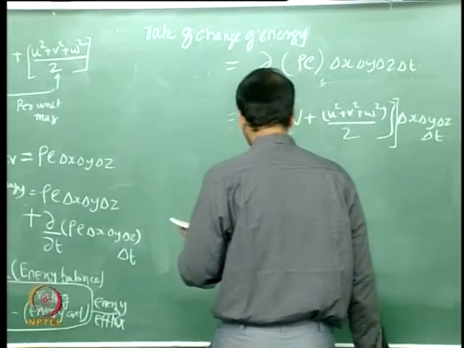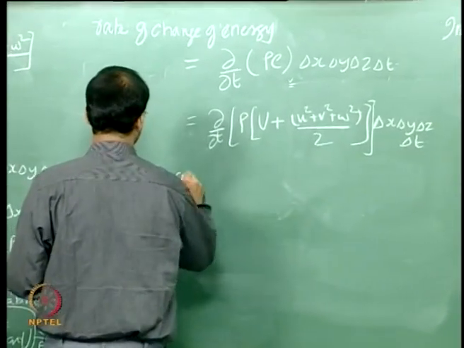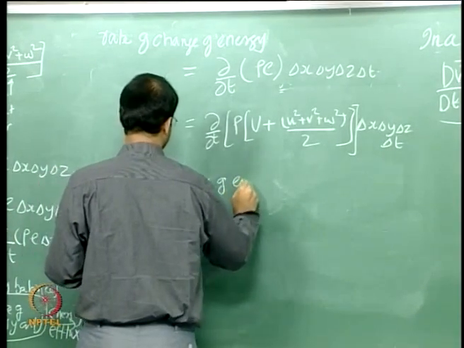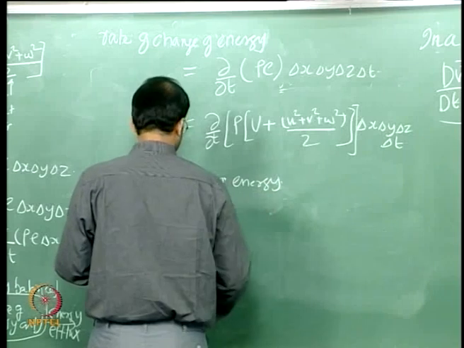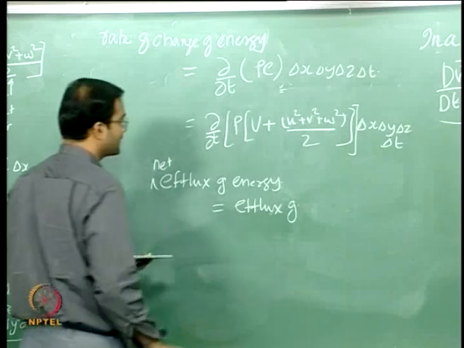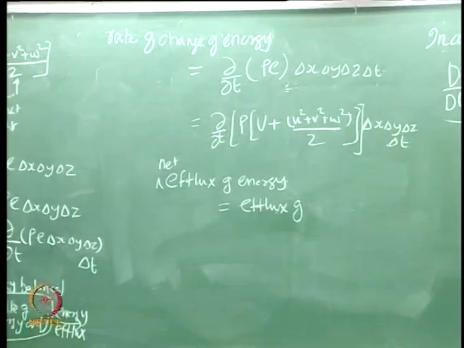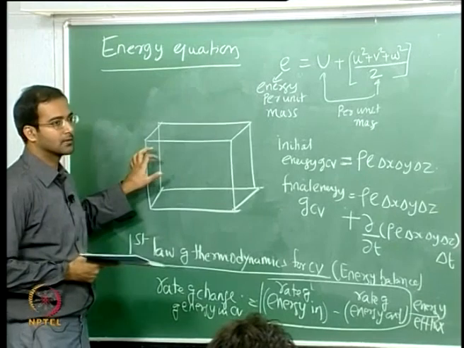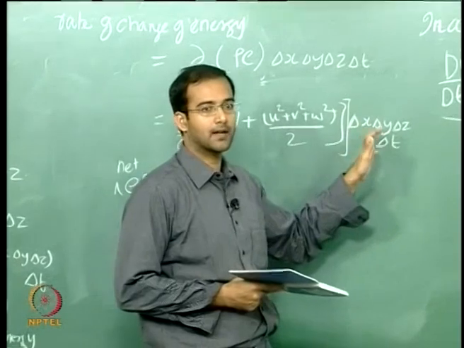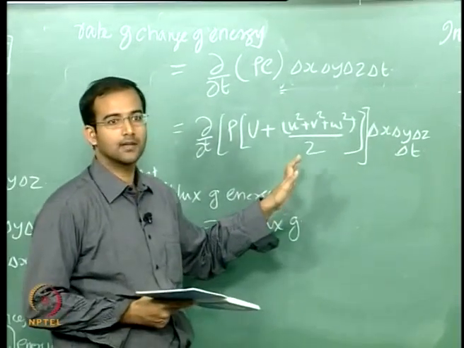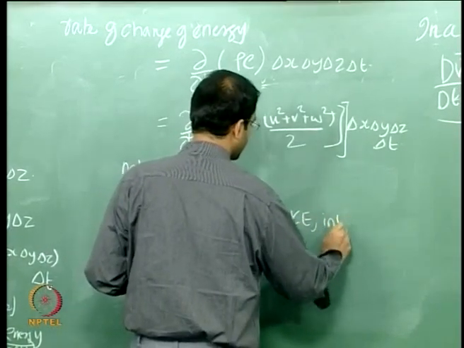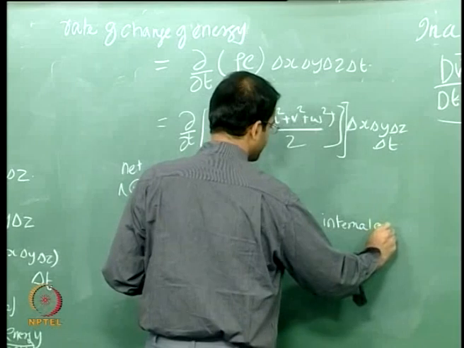Now when you look at the net efflux of energy, so you have components of what? What are the things which can come in and leave the control volume? One is the components of internal energy and kinetic energy itself, which can be carried by the advection process. So you have efflux of your kinetic energy and your internal energy, right, due to advection.